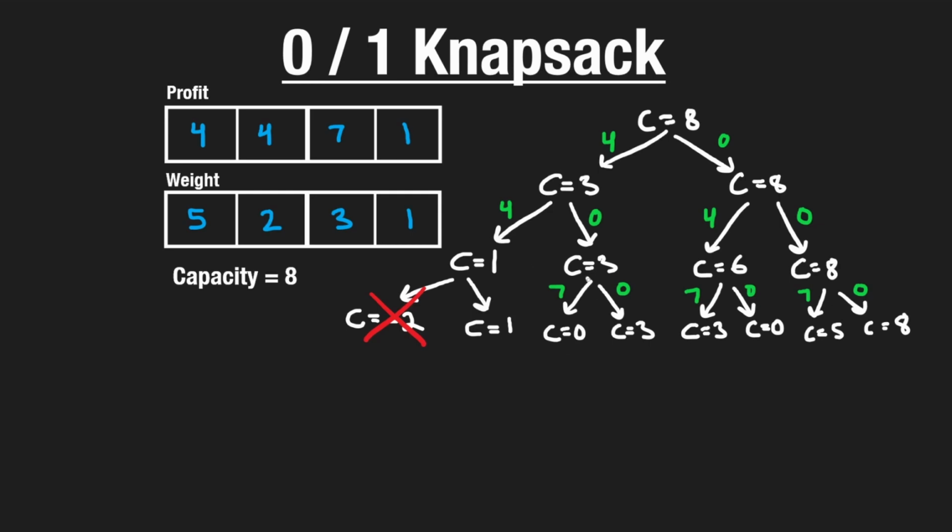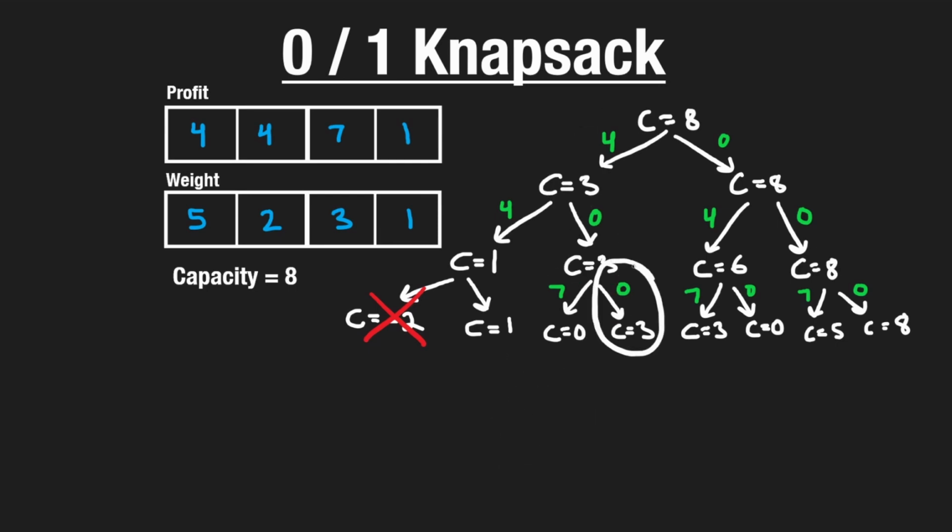Then we'll go down this path. Here, we have a capacity of 0. So even if we try to include this value, we can't. We don't have enough capacity for a weight of 1. So this is the max we can calculate along this path. If you go up the entire chain, you'll get a 4 plus 0 plus 7. That's 11. So that's our max so far now.